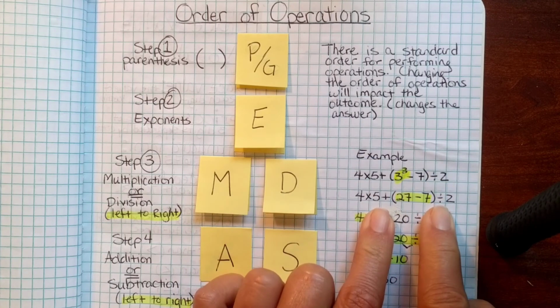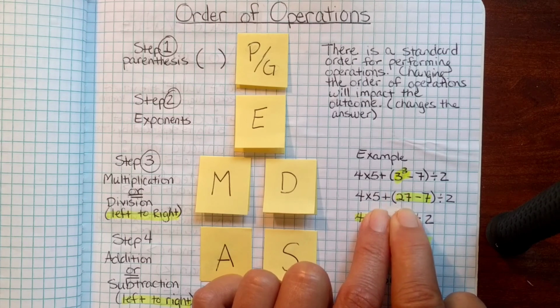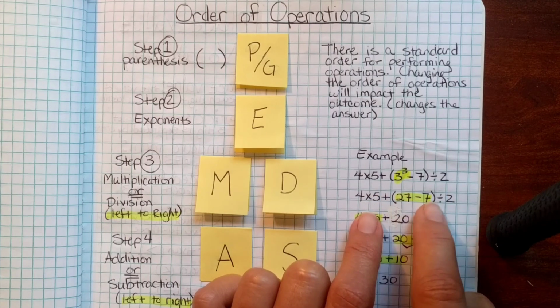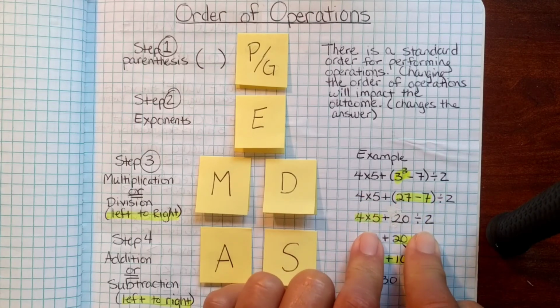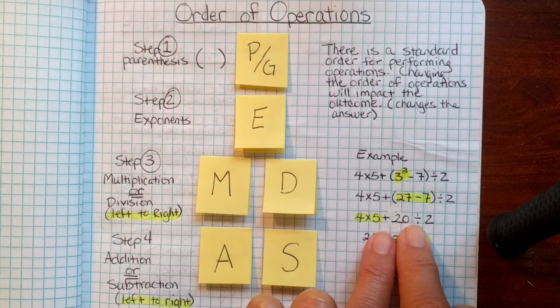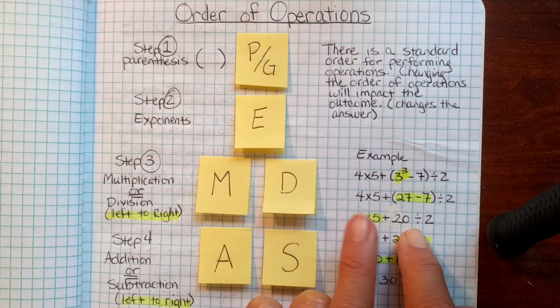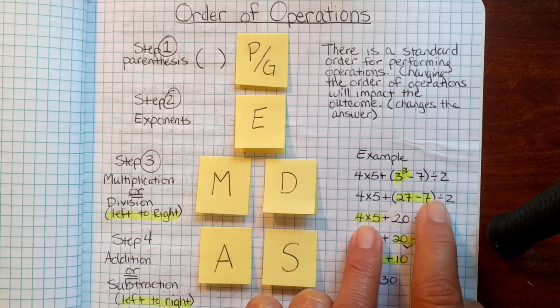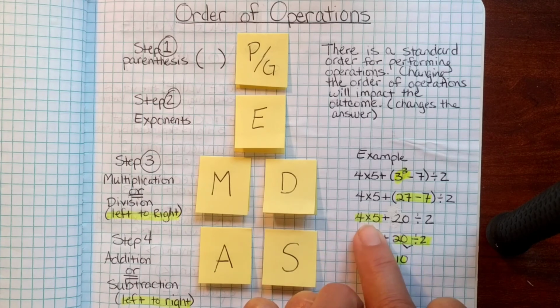Everything else gets rewritten as we move down. So 3 times 3 times 3 is 27. Now we get to complete the operation within the grouping parentheses. So 27 minus 7 is 20. Bring everything down again. Now we look to see which operation comes next. We have both a multiplication and a division problem. We're doing multiplication first because it's more left than the division. So now we get to do 4 times 5.